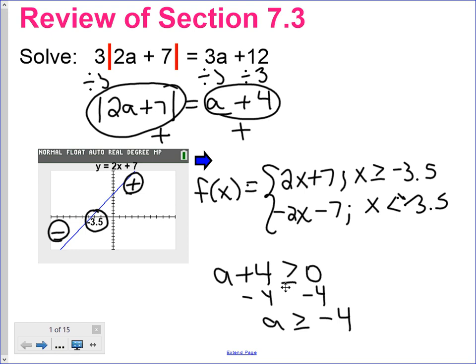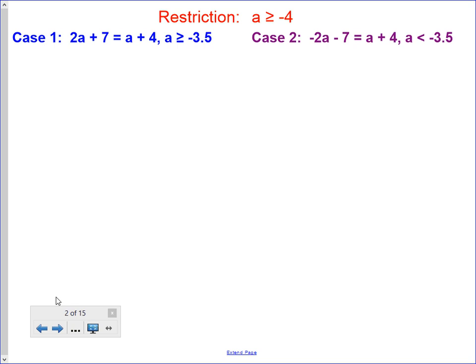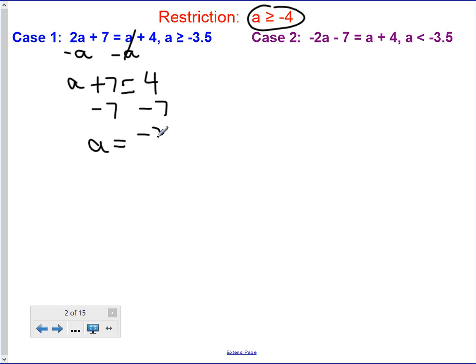So what I'm going to do is put those cases and that restriction together to come up with my solutions. So you can see here I have two cases and I have a restriction. So when I'm solving, I want to just keep this in mind at the very end. So my first case was the positive case, and I'm going to solve that for a. So I'm going to do that by subtracting a from both sides of the equation. So here I have 2a take away a plus 7 equals a minus a is now 0, and that's equal to 4. And then I will subtract 7 from both sides, and I get that a is equal to negative 3.